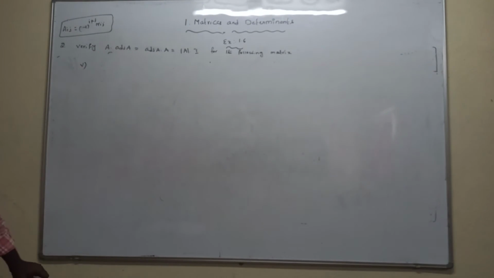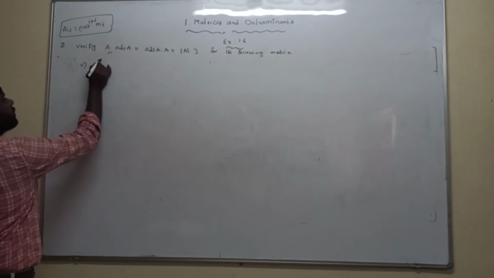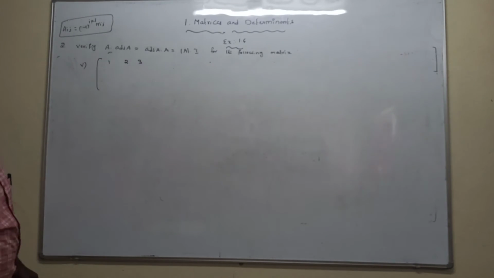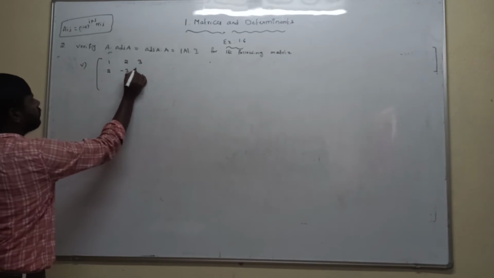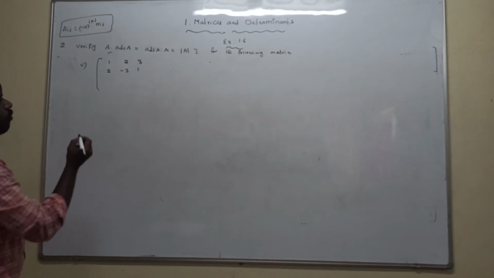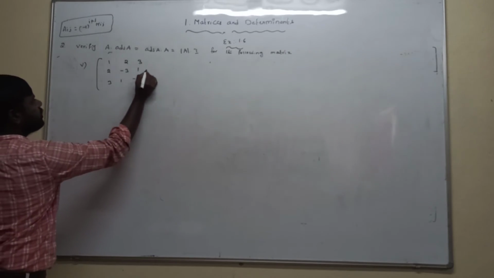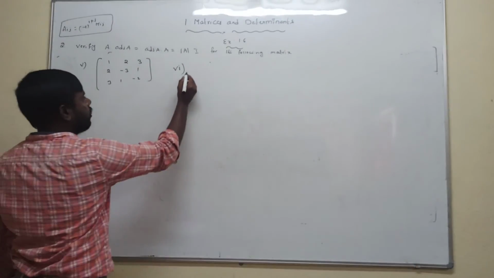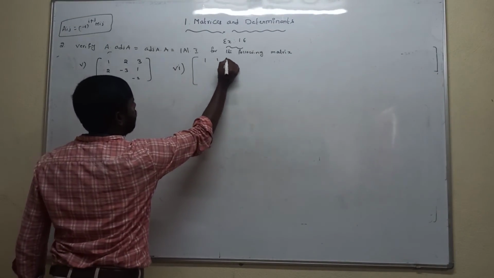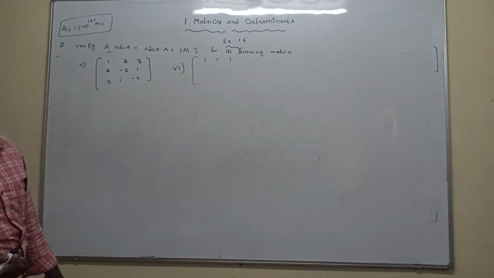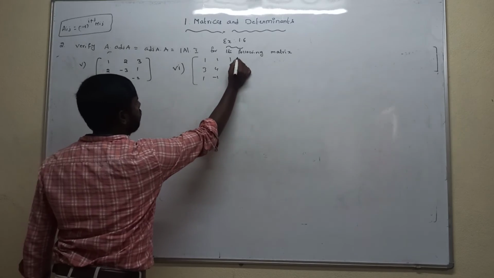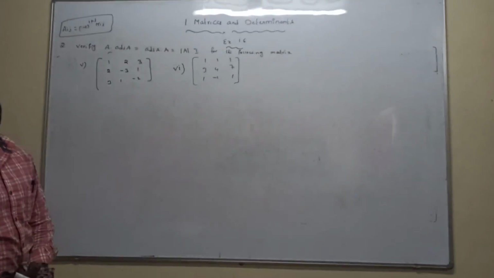Question number 5. The matrix is 1, 2, 3, 2, minus 3, 1, next 3, 1, minus 2. This is the fifth question. Next, the sixth question: the first row has all elements 1, 1, 1. The second row is 3, 4, 7. The third row is 1, minus 1, 1. These two questions also follow the same process.